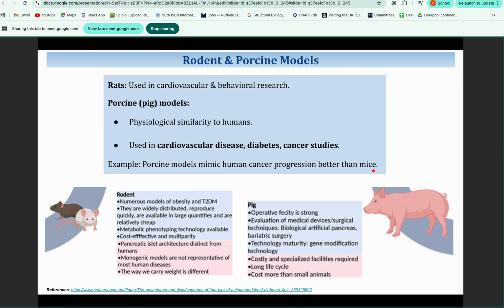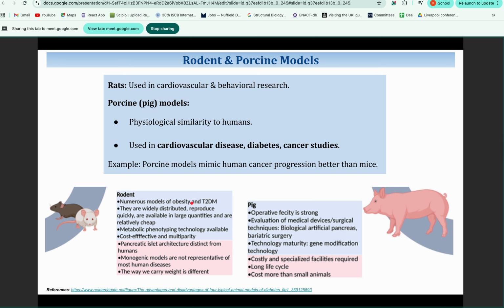But the main drawback of the porcine models is that they are of high maintenance. That is one of the reasons that we don't choose them over mice. But if we want to study the progression of cancer, then we may work with pigs. Now we'll see applications of the rodents.